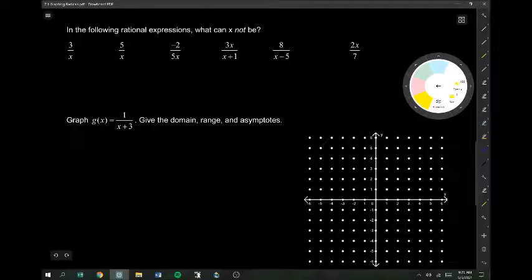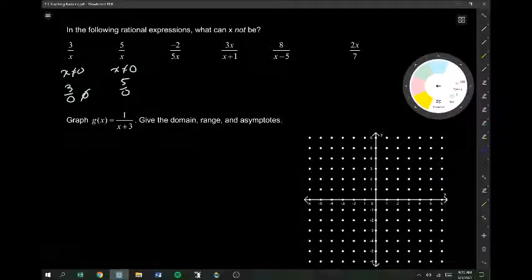Okay, let's look at these expressions here and see what x cannot be. What can x not be here? Well, in this one, x cannot be 0. Because if x was 0, I'd have 3 divided by 0, and that's no good. And in this one, x cannot be 0 for the same reason. I'd have 5 divided by 0, and 5 divided by 0 is no good. And in this one, x cannot be 0, because then I would have negative 2 divided by 5 times 0, which is still negative 2 divided by 0, and that's no good.